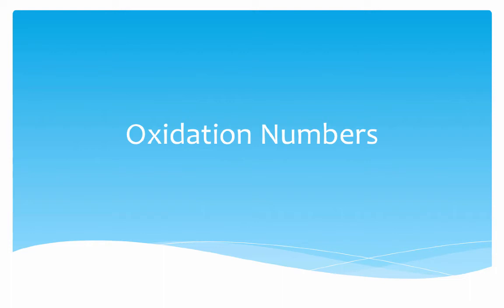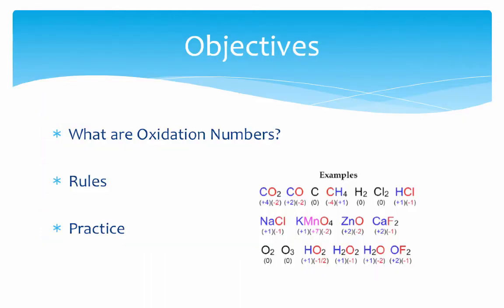In this video, we're going to continue our discussion of redox reactions by talking about oxidation numbers, a system used to identify the current oxidation state of a substance and how those states change during a redox reaction. To go over a list of the learning objectives in the video itself, we'll start with a question of what oxidation numbers are. We'll have an official definition.